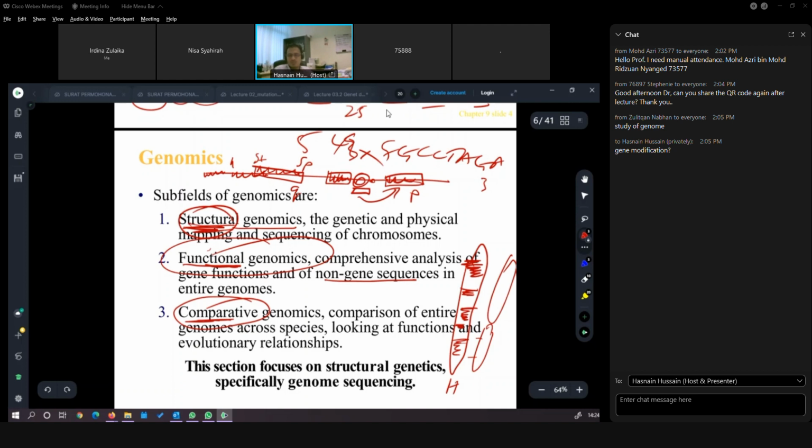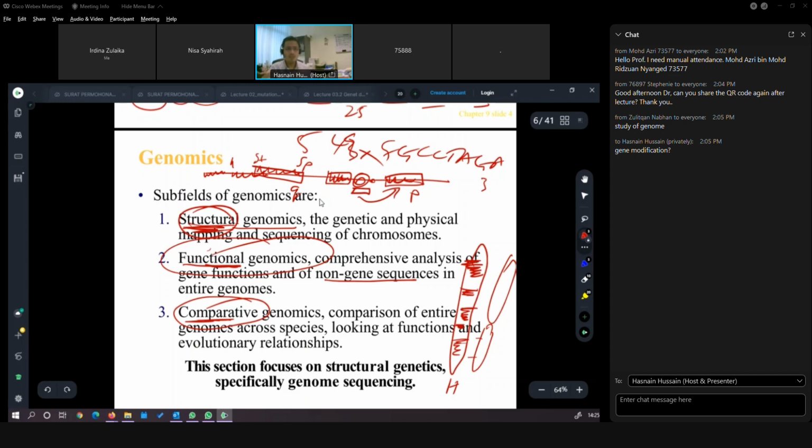So comparative genomics: you compare the sequence, or the pattern of the genome sequence, between different species, or sometimes within the same species. You see whether there are differences between a plant that produces very tall plants and the same species that does not grow very fast, so you compare. So that one is also comparative genomics. When you compare the genomes, that is comparative genomics.